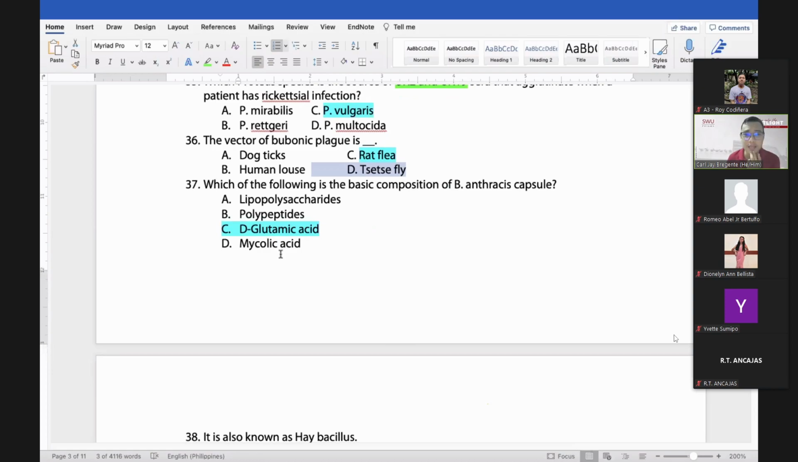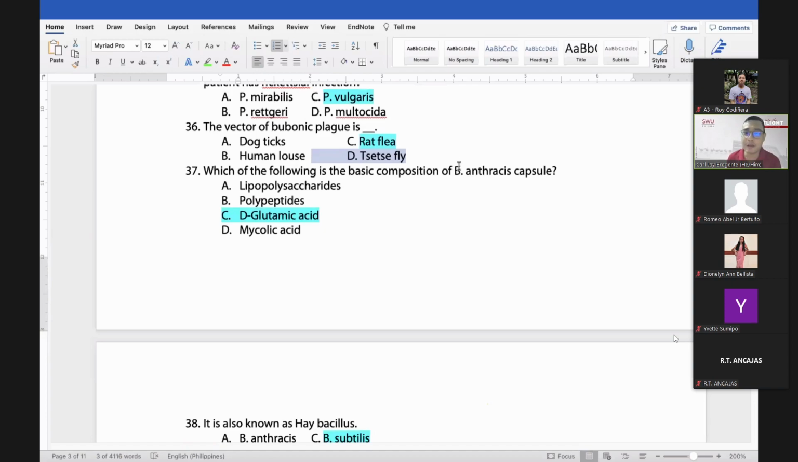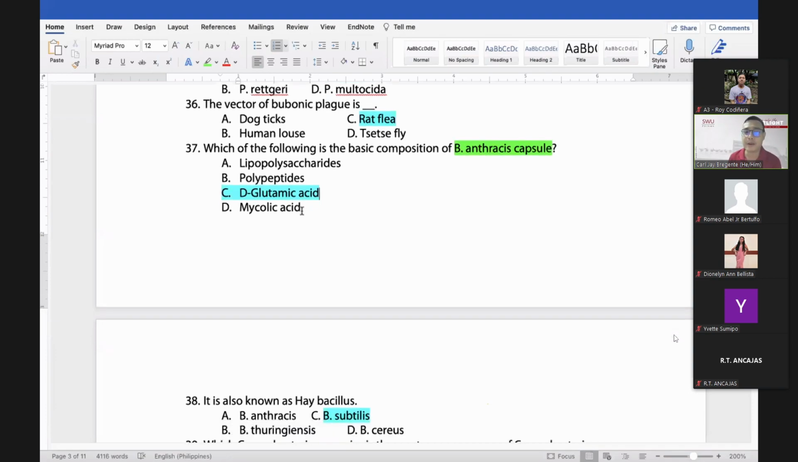Next, which of the following is the basic composition of Bacillus anthracis capsule? Okay, remember class that most of the capsules are made up of polypeptides and polysaccharides. But Bacillus anthracis capsule is made up of D-glutamic acid. Siya lang ang capsulated nga lahi iyahang composition sa capsule. So the correct answer there is D-glutamic acid. Mycolic acid is usually associated with Mycobacterium na organism.